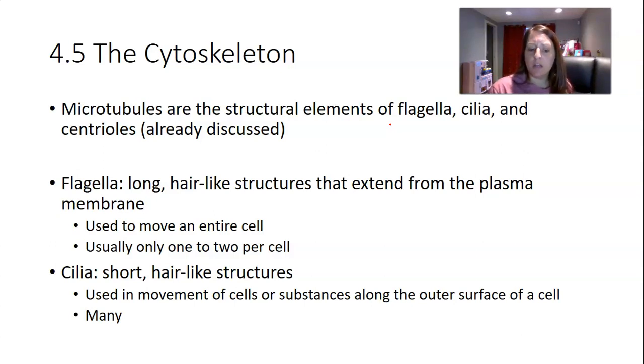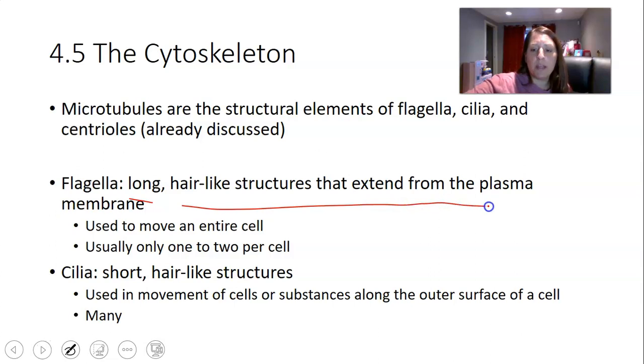Cilia we saw earlier in the chapter when we took a look at the paramecium. It was covered in that hair-like substance. That's cilia. Both flagella and cilia are involved in movement of cells. Flagella are long, whip-like, tail-like structures extending from the plasma membrane. They're used to move the entire cell. Usually there's only one or two flagella per cell.